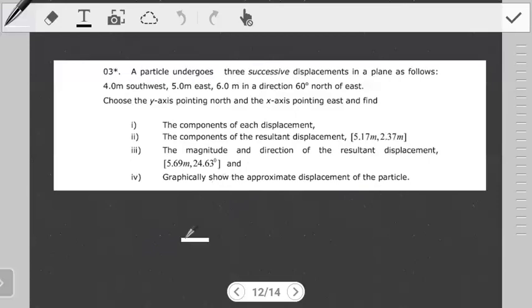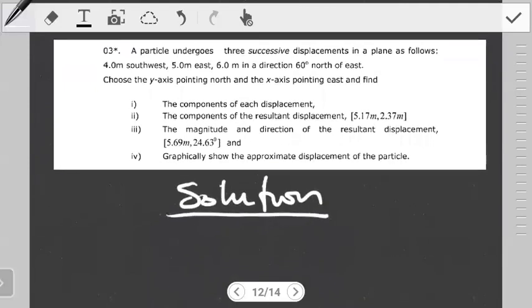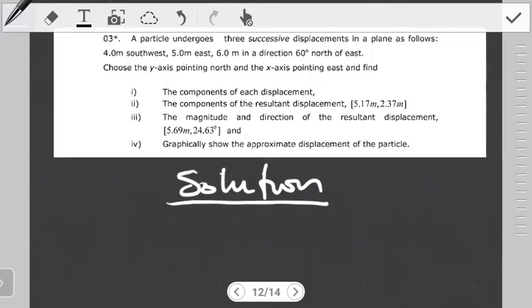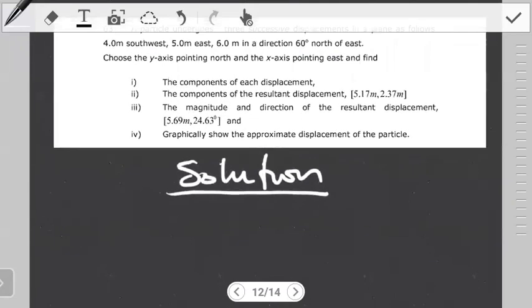Okay, let's quickly go through how we are supposed to work this question out. In the first part, the first thing we have to do is understand the presentation and the use of southwest, east, north of east. Just trying to understand what that language means. So before we even work this out, let's quickly go through what that language means.